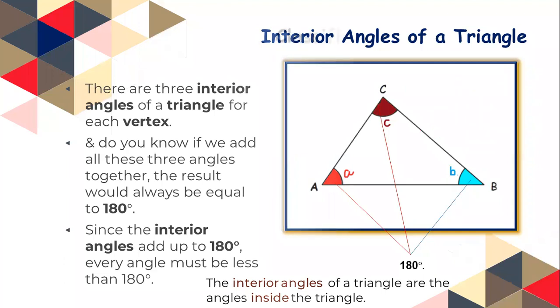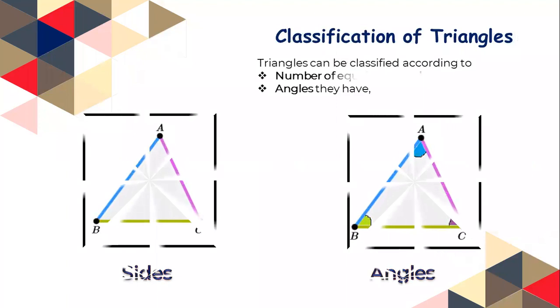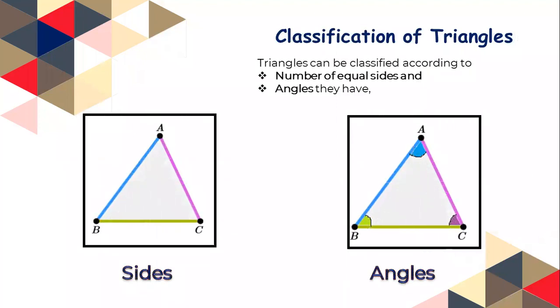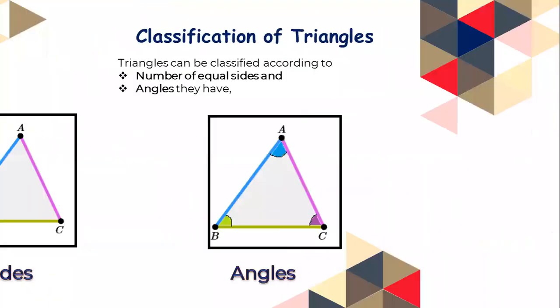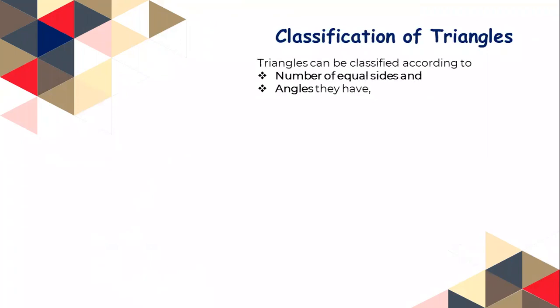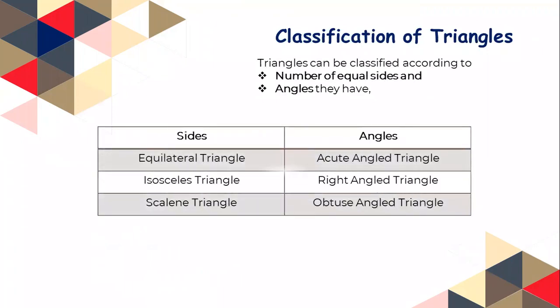Let's move forward. Here is the classification of triangles, or types of triangles. Triangles can be classified according to the number of equal sides and angles they have. In total, there are 6 types of triangles: 3 according to sides and 3 according to angles. Here I have mentioned the names of the types of triangles. Equilateral triangle, isosceles triangle, and scalene triangle are according to sides, and acute angle triangle, right angle triangle, and obtuse angle triangle are according to angles. So let's move forward.